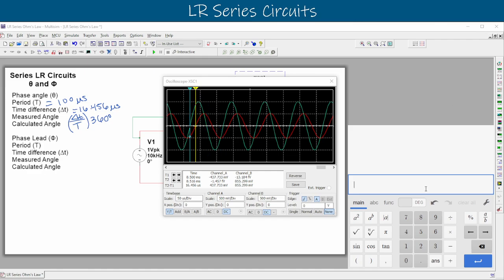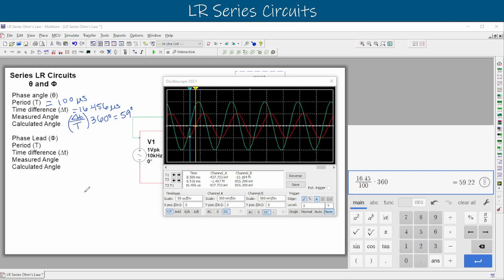So let's do that. We'll plug that in. We have the change in time, that's that 16.45. We'll divide that by that 100 microseconds. They're both in microseconds, so it's going to cancel out. Then we'll multiply that by 360 degrees. That gives 59.22. That's also in degrees, so make sure your calculator, I guess this one doesn't matter, the next one will. So this one is equal to our phase angle, that's our theta, and it's 59. We can round that off and just say it is in degrees there. So now we have our calculated angle.